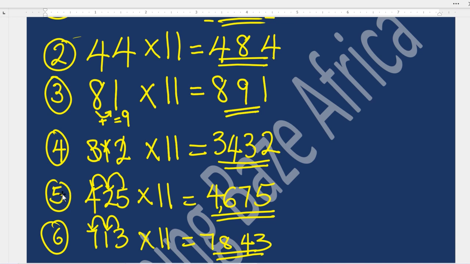Okay, now we want to move up, we want to move higher. So multiplying by 11 with numbers that will give us a digit to carry. All right, now look at the seventh example.